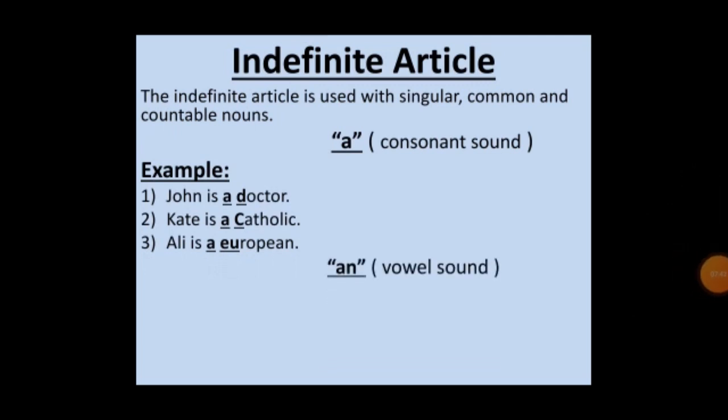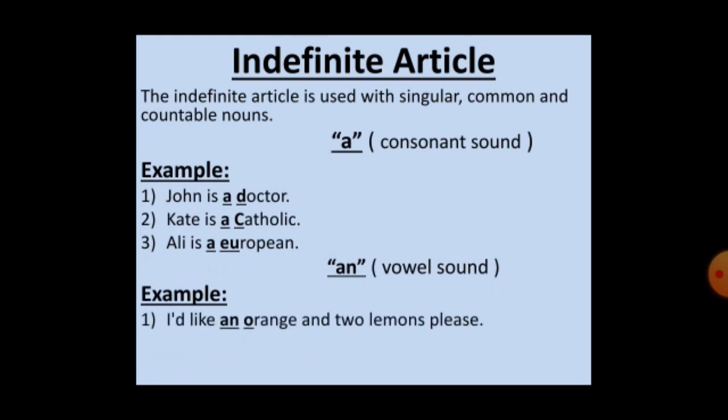Before a common noun, if the noun gives a vowel sound, there we use "an". For example, I would like an orange and 2 lemons please. Orange starts with a vowel letter and it also gives a vowel sound. That's why "an" is put here. Then comes, Mary is an engineer. Engineer also starts with a vowel and gives a vowel sound.